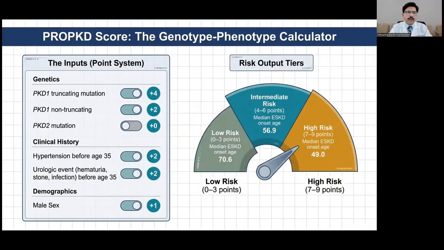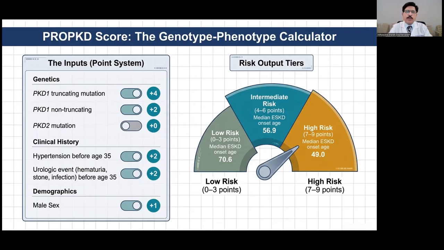What is ProPKD? ProPKD is PKD1 mutation, 4 points, non-truncating, 2 points, PKD2 mutation, 0 points. Hypertension before 35, 2 points, urological events, 2 points, male gender, 1 point. So risk output tiers are 0 to 3 low risk, 4 to 6 intermediate risk, 7 to 9 higher risk. So you have to obtain both these things.